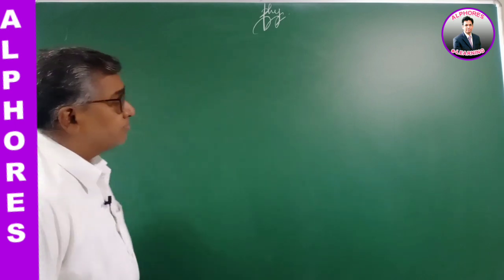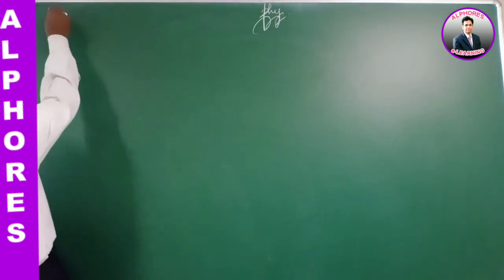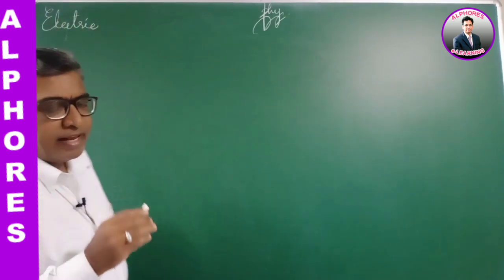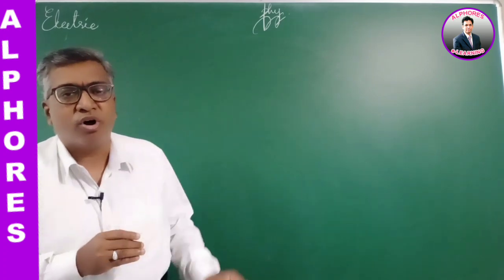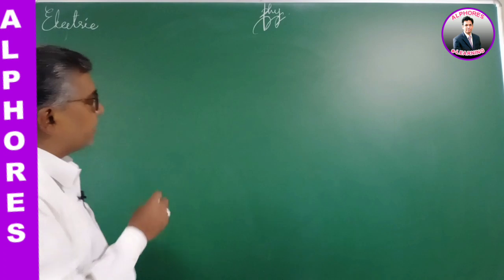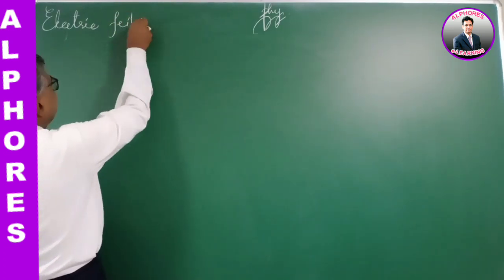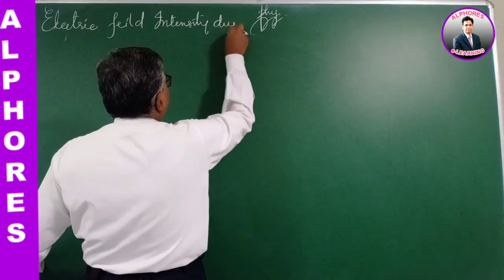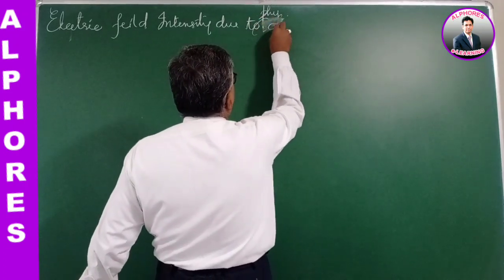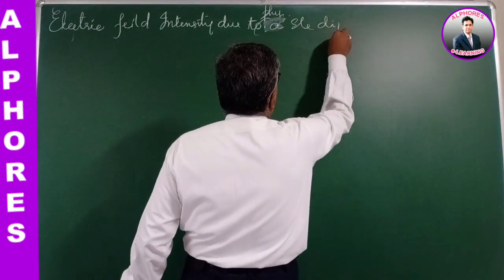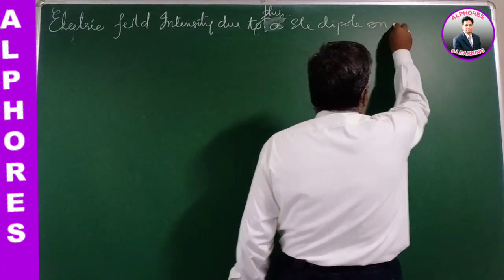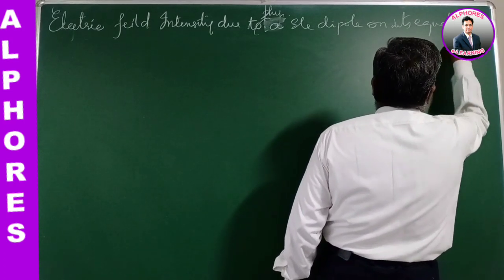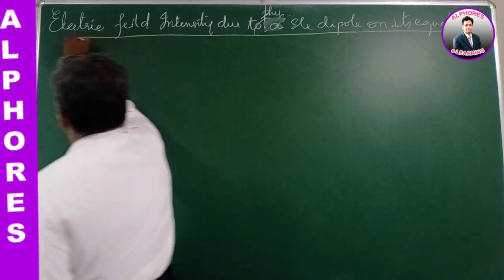In this session, today we shall evaluate the formula for the electric field intensity due to a dipole on the equatorial line. So today's topic is electric field intensity due to an electric dipole on its equatorial line. So this is the topic.